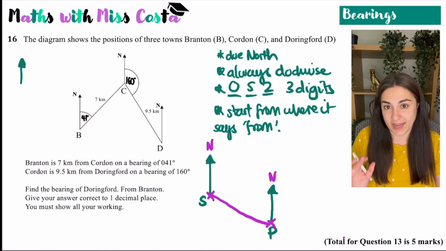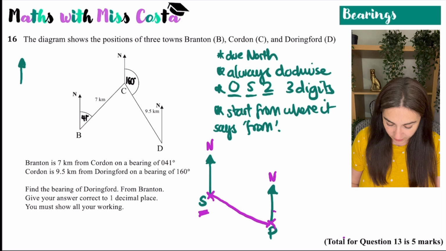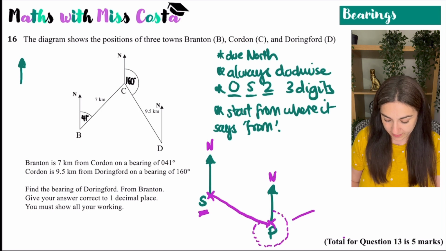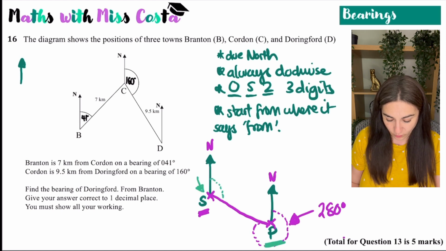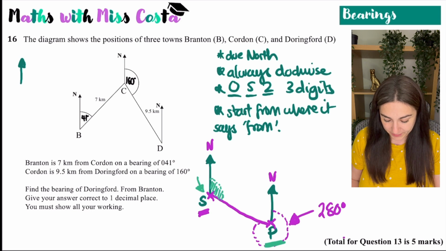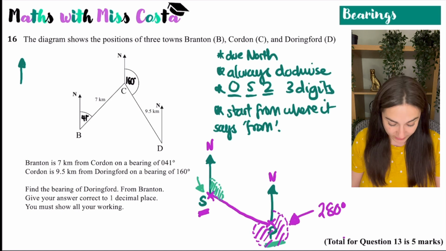Now, if I wanted to work out the bearing of the ship from the port, I start from due north, I go clockwise until the line, and this would be the bearing. So let's just say that's, I don't know, 280 degrees. So the bearing of the ship from the port would be 280. However, if I wanted to work out the bearing of the port from the ship, then I'd start from here and I'd go clockwise. So it would be this bearing here. That's just something to bear in mind.